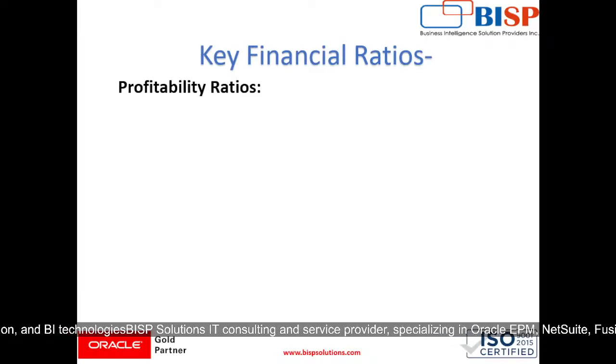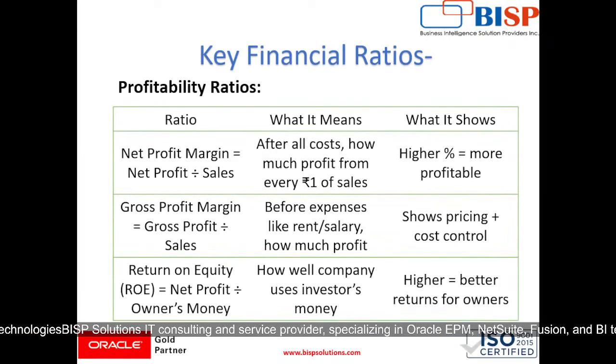Key financial ratios: first is our profitability ratios. The first ratio is net profit margin, which is calculated as net profit divided by sales. What it means: after all costs, how much profit from every 1 rupee of sales is there. And what it shows: a higher percentage equals more profitable. Then comes gross profit margin, where gross profit is divided by sales. So before expenses like rent or salary, how much profit is there, and what it shows is pricing plus cost control. Then return on equity, where net profit is divided by owner's money.